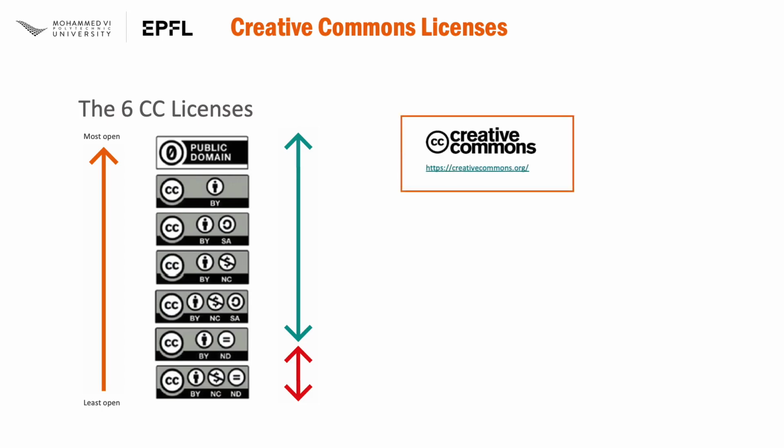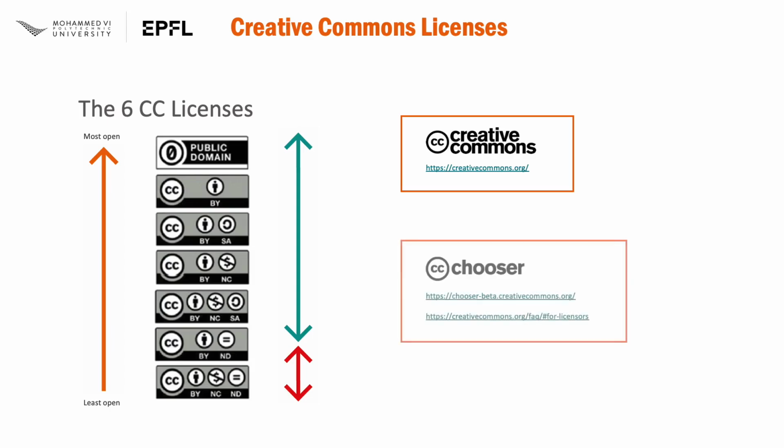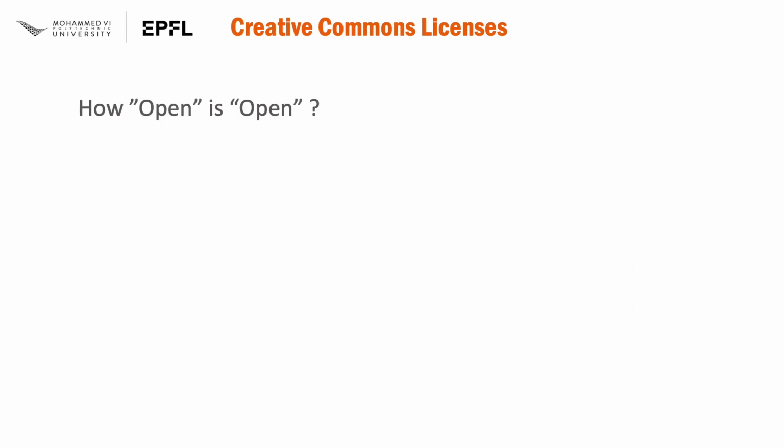You will find abundant information about these licenses on the site of the Creative Commons organization. If you want to find out which license to use to disseminate your own works, there is an online tool, the License Chooser, that you may want to use, as well as additional readings in the FAQ section. But how really open is an open license in practical terms?